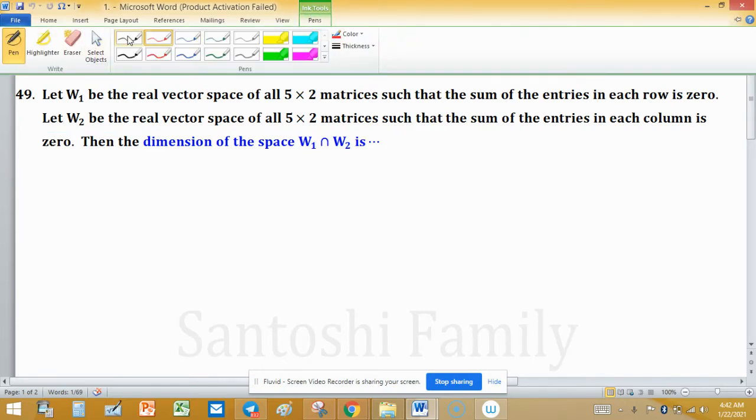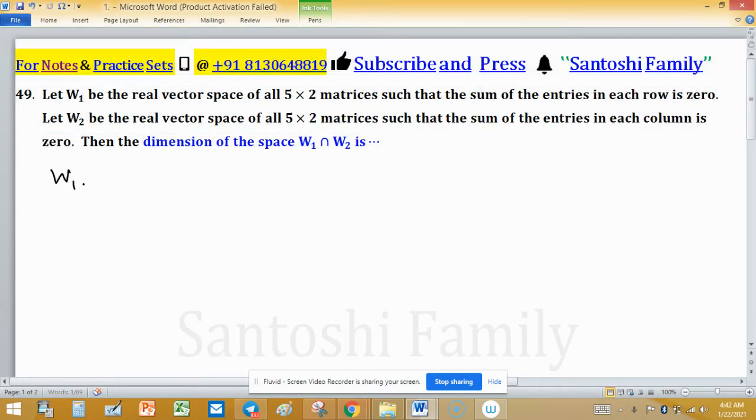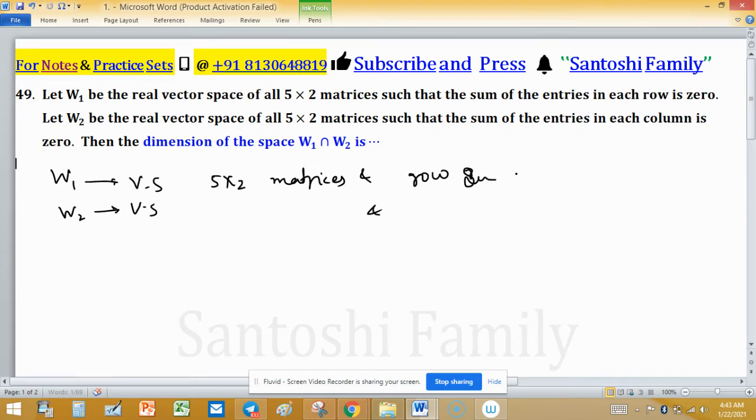It means we have to find the dimension of the intersection. W1 is a vector space of 5 by 2 matrices, and W2 is also a vector space of 5 by 2 matrices, with W1 having the property row sum 0, and W2 having the property column sum 0. Now we have to find the dimension of the intersection of W1 and W2.